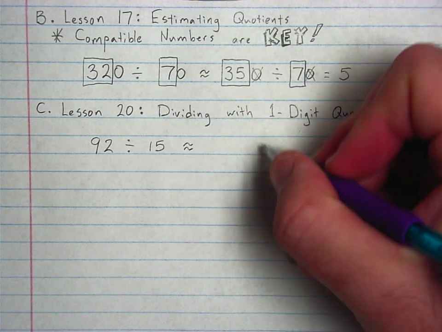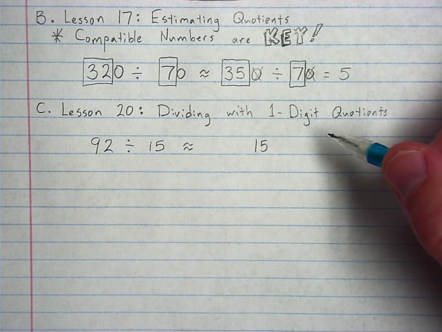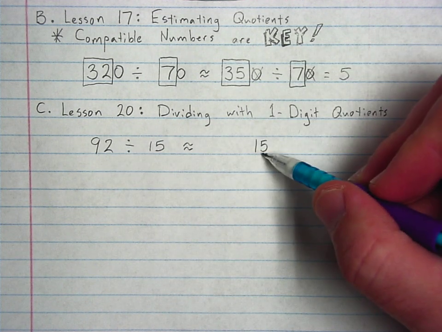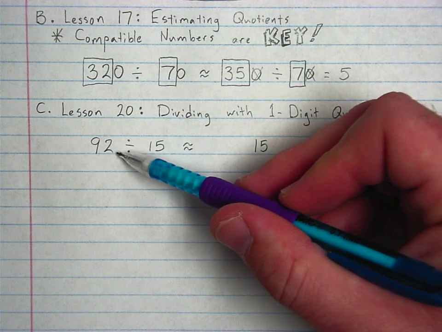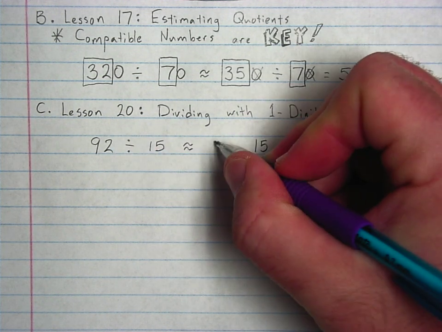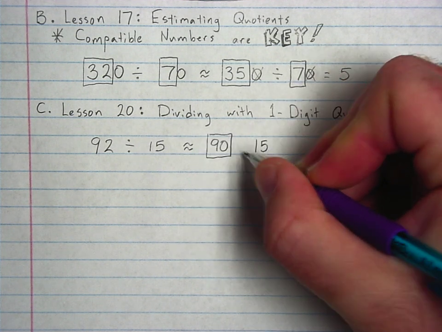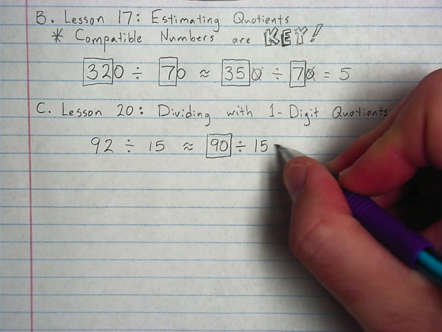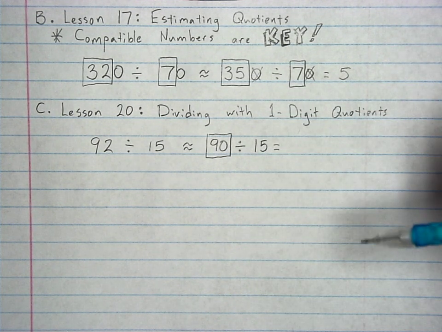15, well, 15's not going to go into 92. But I know that 15 goes into 30. I know that 30 goes into 90. So if I round this to 90, 90 divided by 15, again, 15 goes into 30 twice.